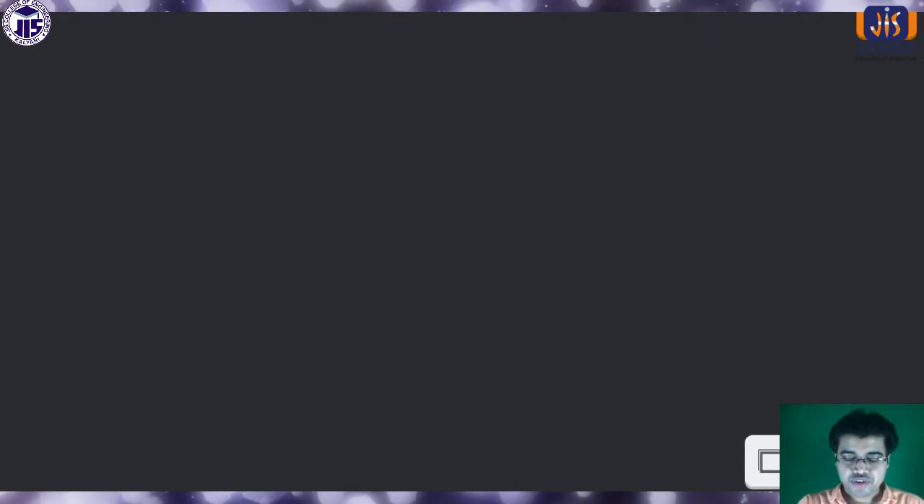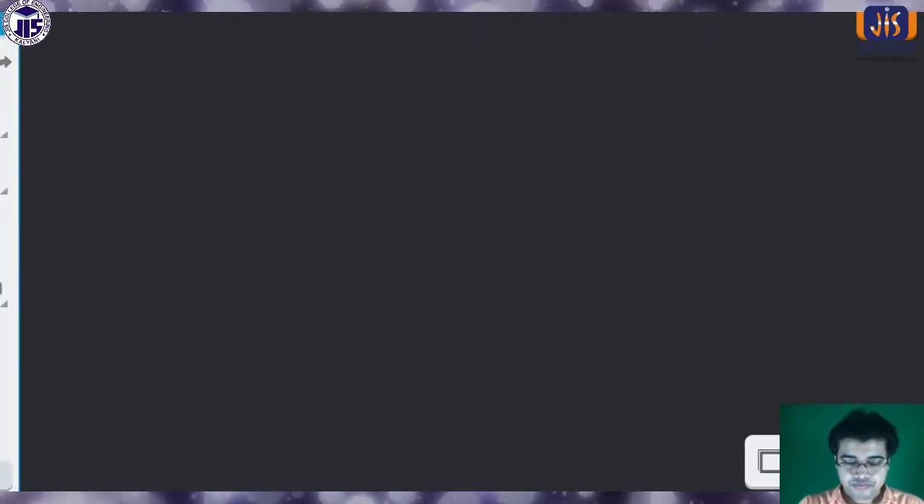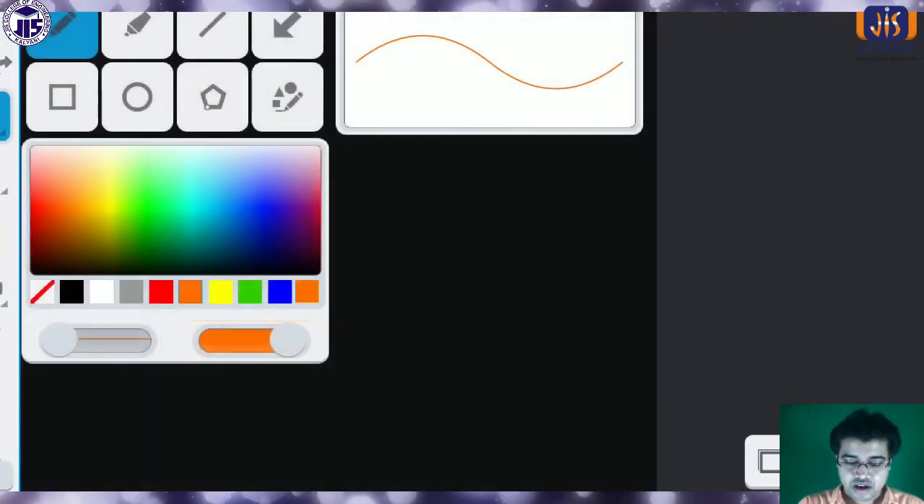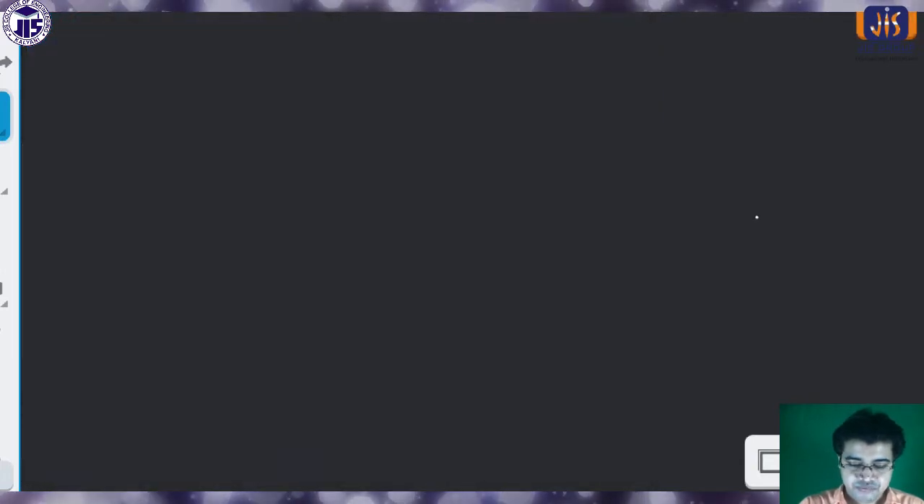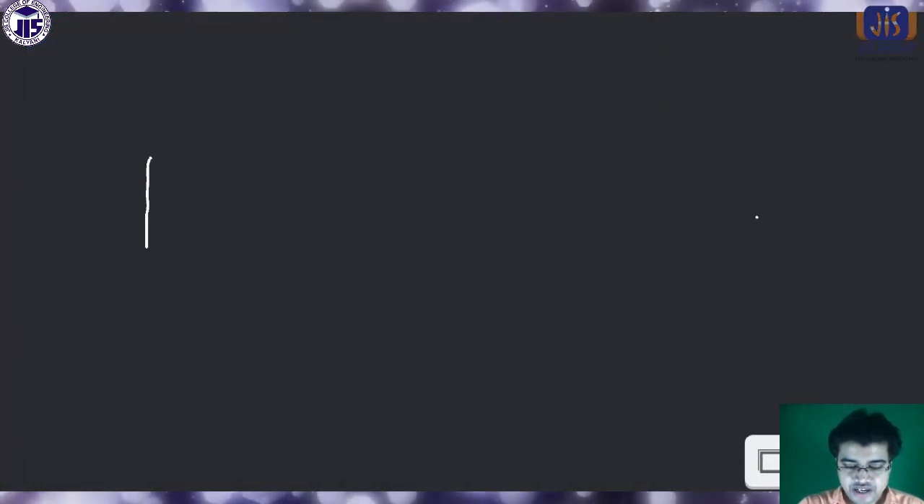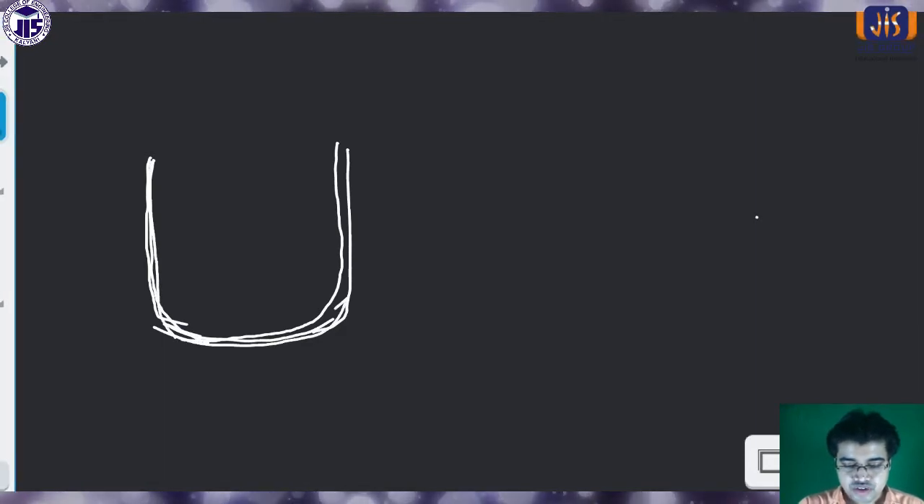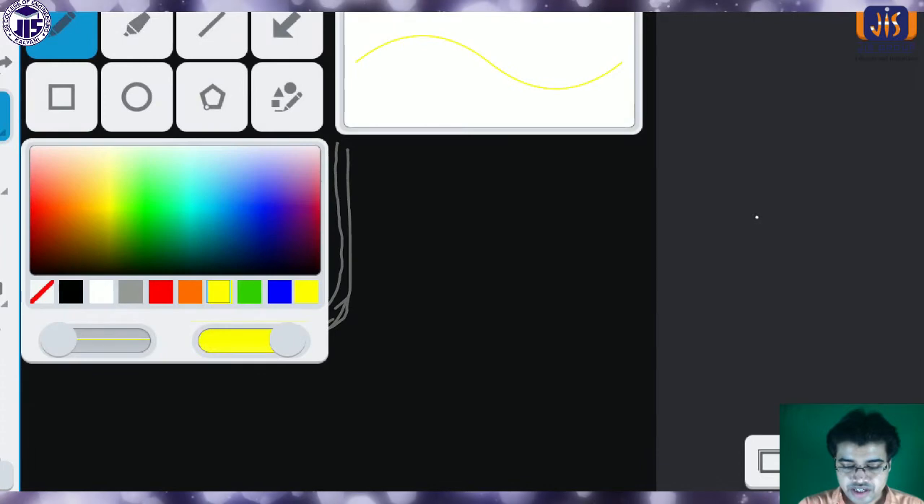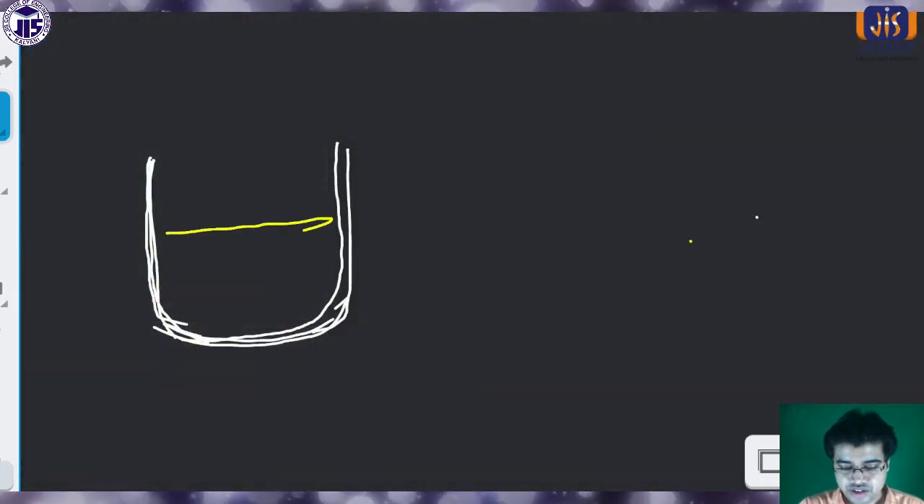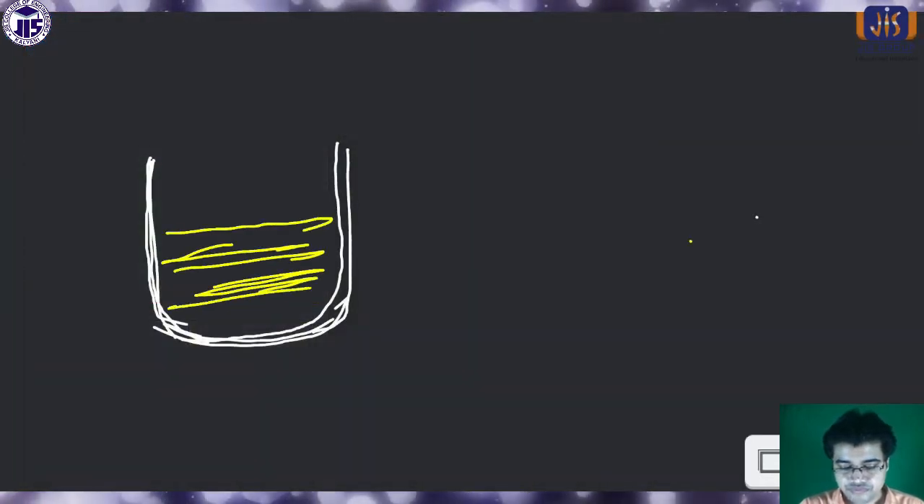Okay, so if we think about the reversible process, then if we take any container, just think about this is any container. Then in this container there is a certain amount of gas present. For example, we are taking any gas here, so any gas is present here.